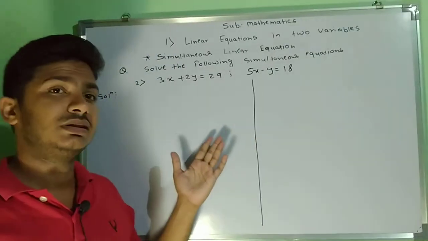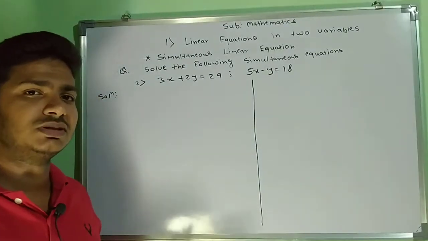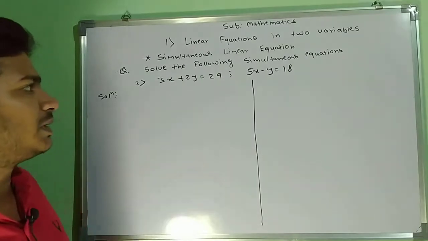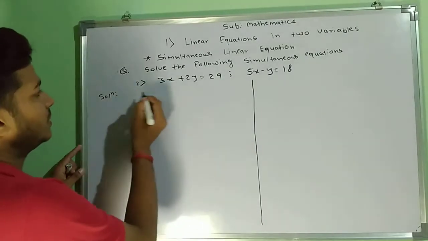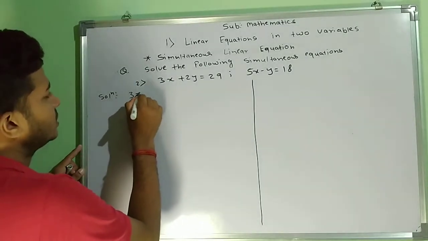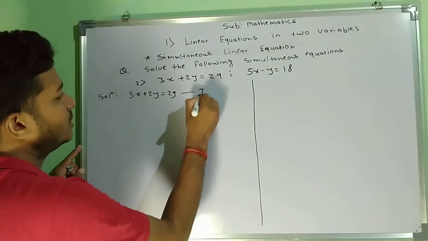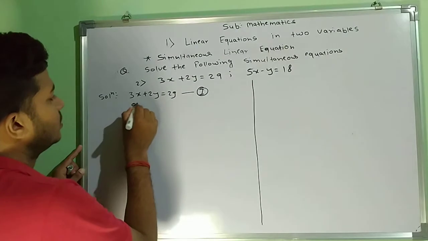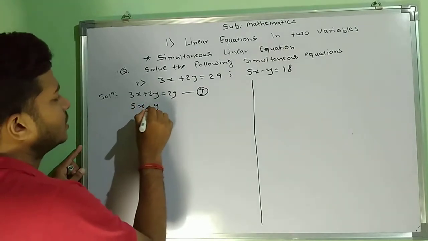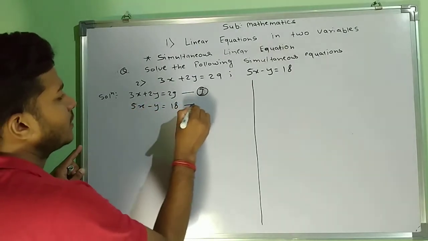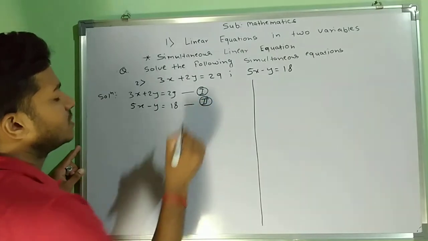So this is the second example. Now we have to solve that second example by using that same method. This is very much similar to the previous example. So let us solve that example. So 3x plus 2y is equal to 29. This is equation number 1, and 5x minus y is equal to 18. This is equation number 2.